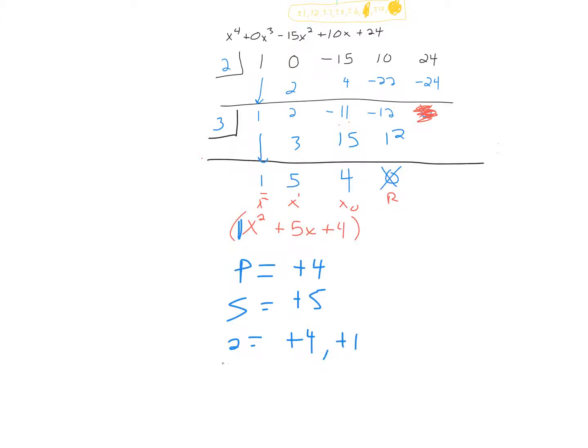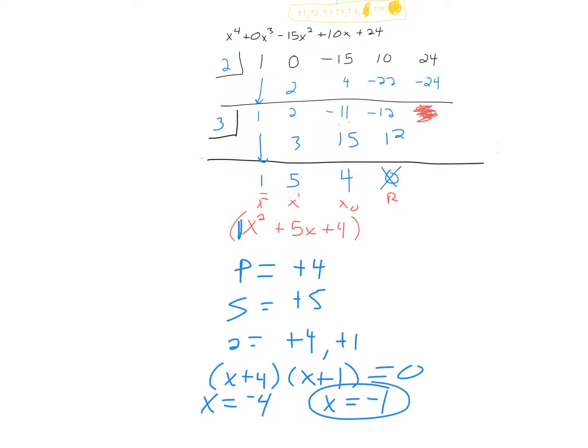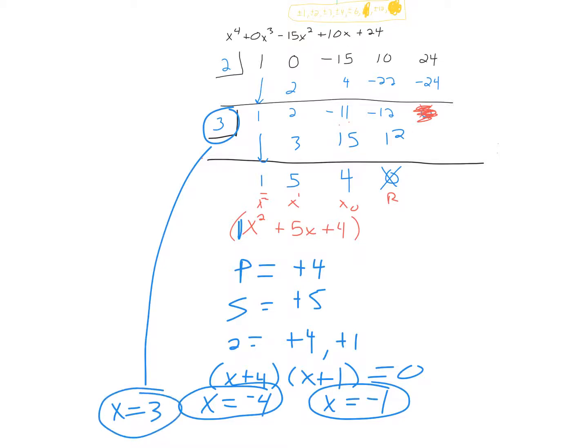Okay, so x plus 4, x plus 1 is equal to 0, and we solve this. So x is going to equal negative 4, x is going to equal negative 1. So we have these two solutions, and don't forget about these ones. x also equals 3, and x also equals 2.